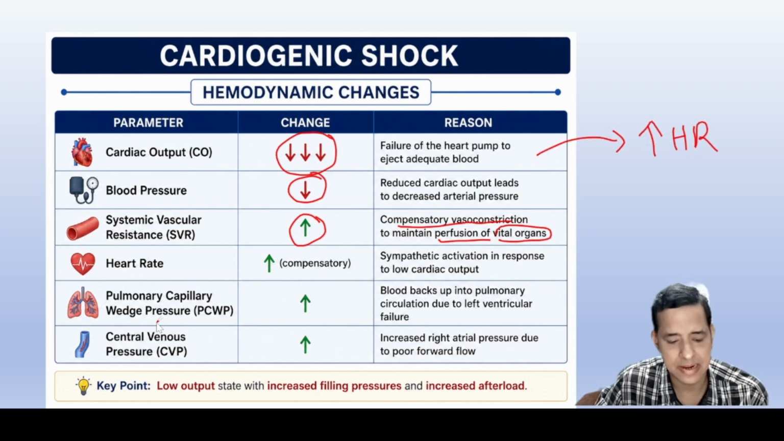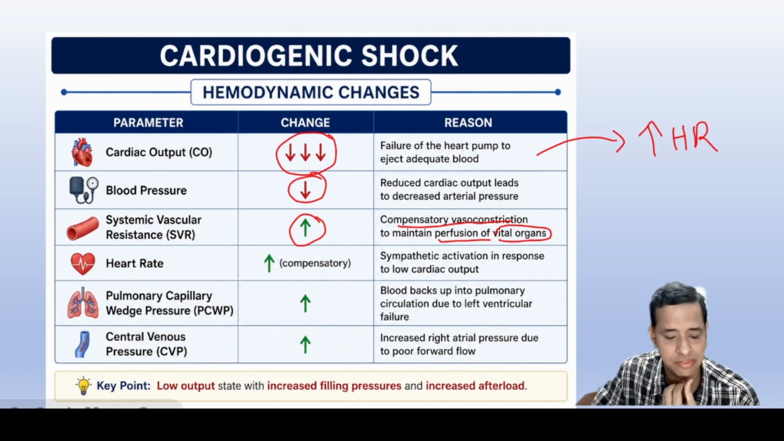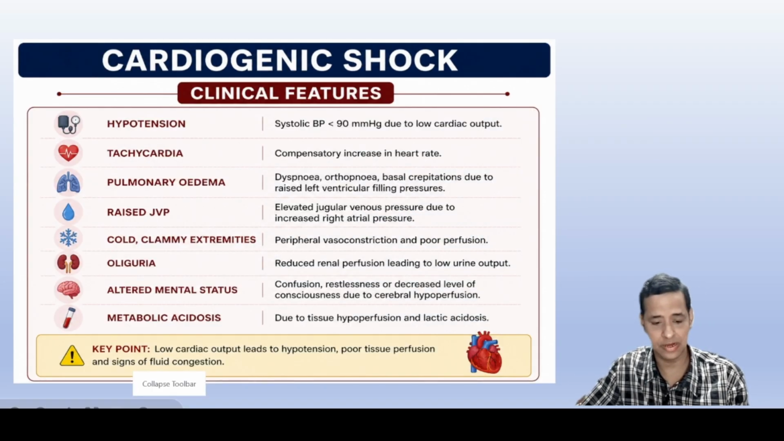Next, pulmonary capillary wedge pressure also increases because blood backs up into the pulmonary circulation due to left ventricular failure. Central venous pressure also increases, as right atrial pressure rises due to poor blood flow. So in the last slide before the problems, I have mentioned the shortcuts. We will be discussing the shortcuts, how to identify, so you do not need to worry about anything else.